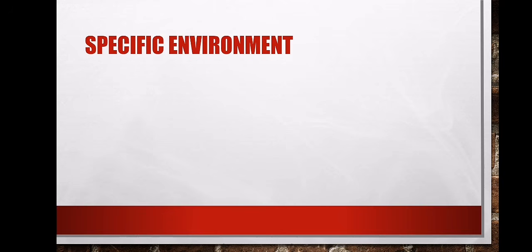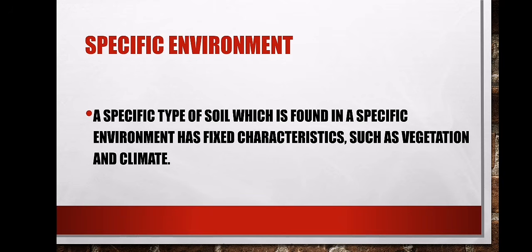The next one we say land has its specific environment. A specific type of soil which is found in a specific environment has fixed characteristics. So it means this type of soil will only allow certain types of vegetation or certain types of crops to be plowed there. You cannot go to a certain area and say, I want to plow this crop. You have to first check whether that crop is good for that type of soil before you plow.